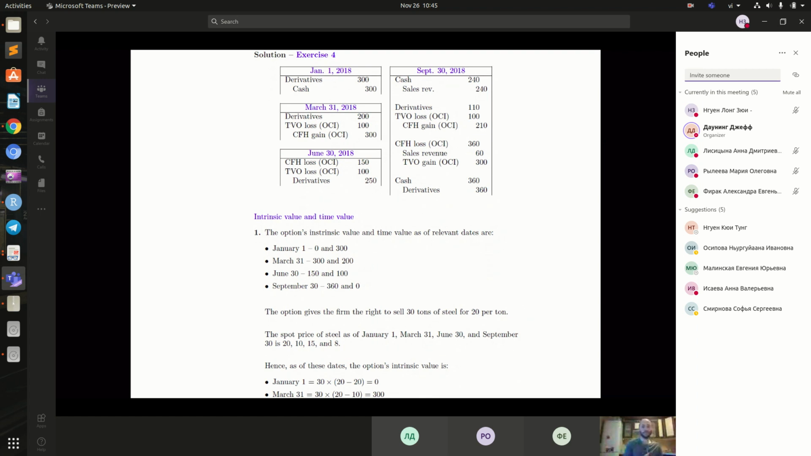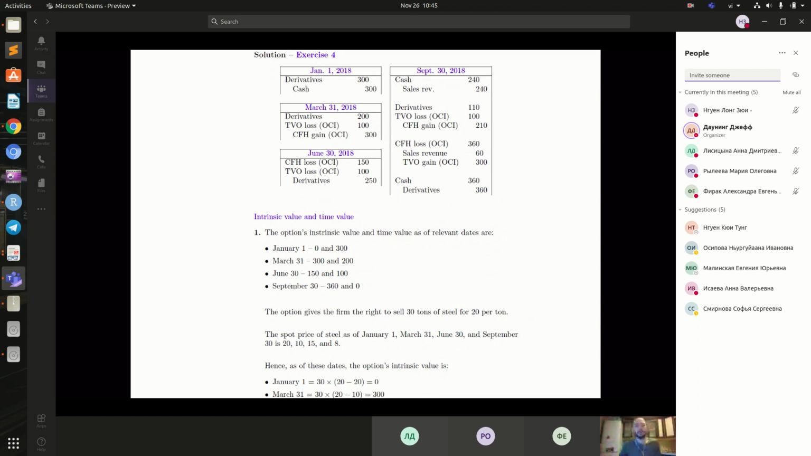The intrinsic value increased by 300 from 0 to 300. Hence, we recognize a gain for this increase in the intrinsic value as a cash flow hedge gain. Hence, we have CFH gain 300, the increase in the intrinsic value of the option. But the time value of the option declined by 100 from 300 to 200. Hence, we have time value loss 100. As a result of this total increase in value of 200, we have an increase in value of 300 from intrinsic value, but a decline in value of 100 from time value.